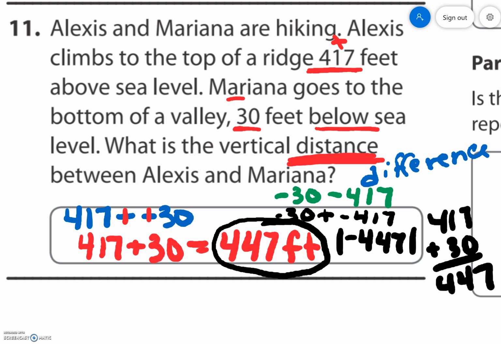So you can do this question either way, but make sure it makes sense. Does your answer make sense? Does it answer the question? What is the vertical distance between Alexis and Mariana?